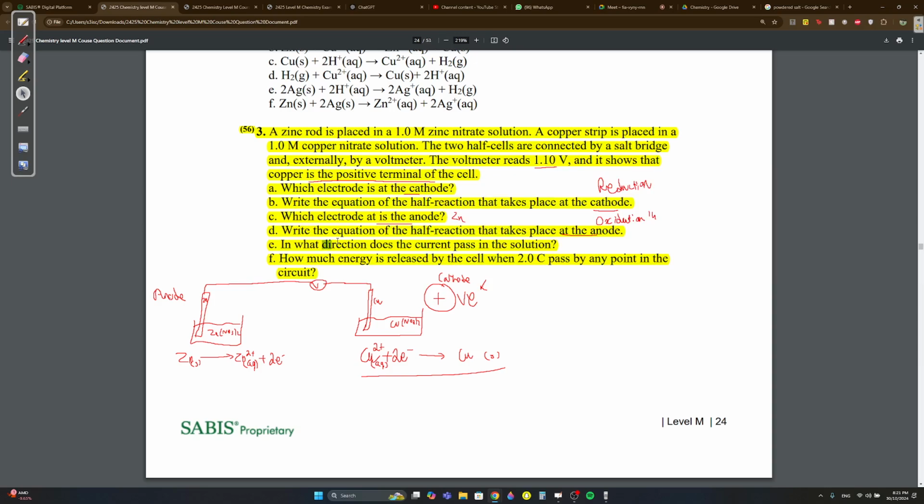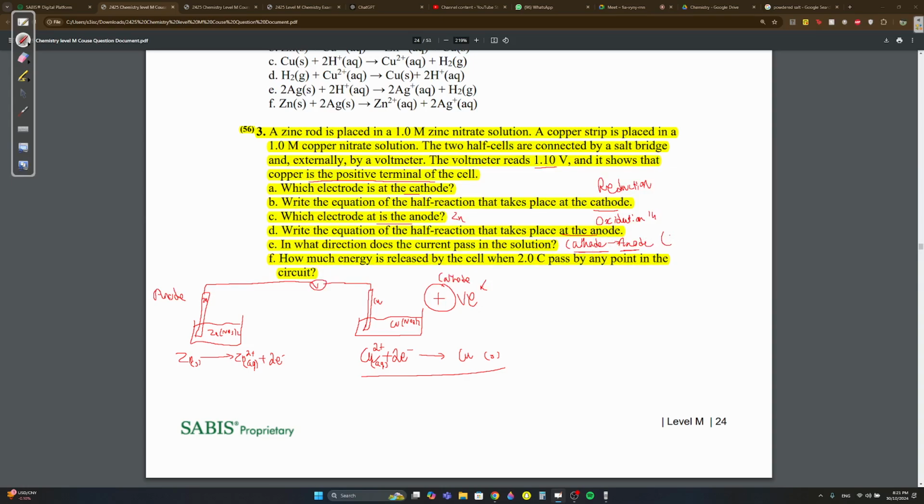Okay, in what direction does the current pass in the solution? Current always goes from positive to negative, so cathode to anode. Actually, no, don't memorize it as positive to negative. It always goes from cathode to anode, because later for the final you're going to do electrolysis, and in electrolysis it doesn't go from positive to negative. It goes from cathode to anode, even though the cathode is negative in electrolysis and the anode is positive. So just memorize cathode to anode. Always cathode to anode. Forget about what I just said.